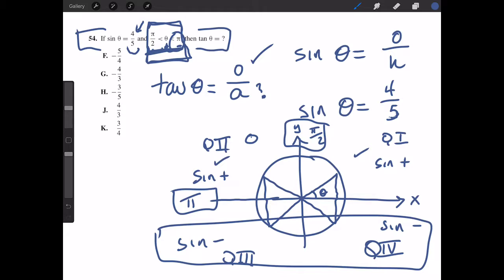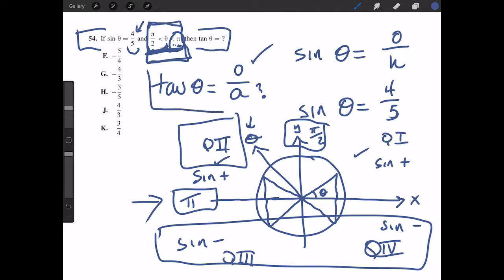So if theta lies between them, pi halves is less than theta, so theta would be somewhere around here, okay? That means that pi halves is less than theta. Yes, it is. And then theta is less than pi. Yes, it is. So where does that put us? Quadrant 2. Now, if that puts us in quadrant 2, then when we do tangent of an angle, we know that it's going to be negative. Why? Because we saw that in quadrant 1, tangent is positive, but in quadrant 2, the tangent of the angle is going to be negative.